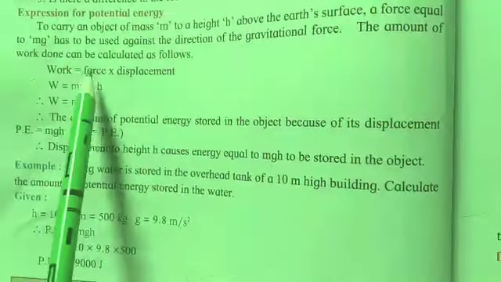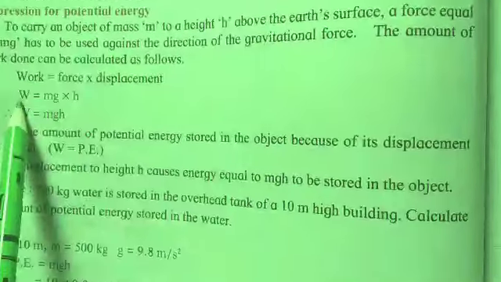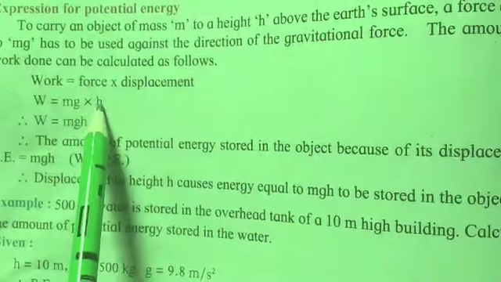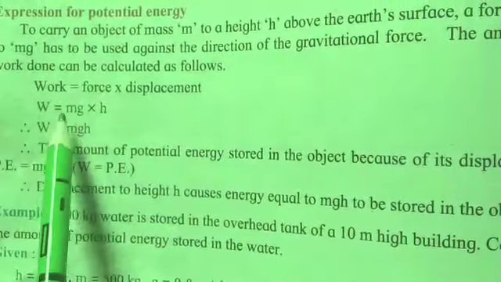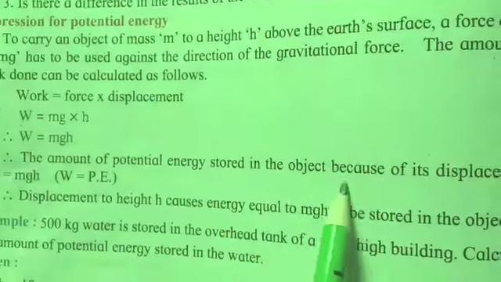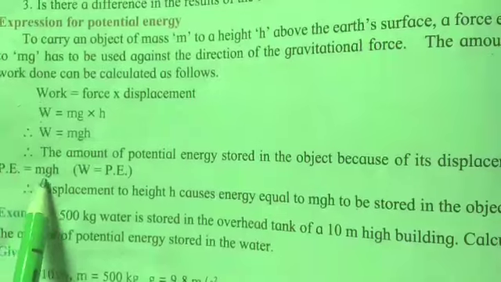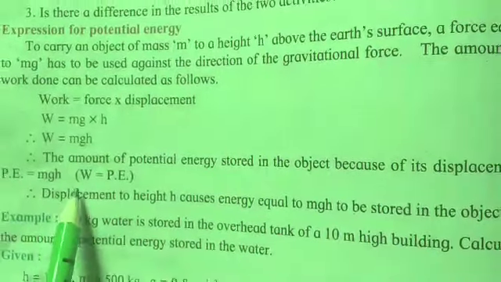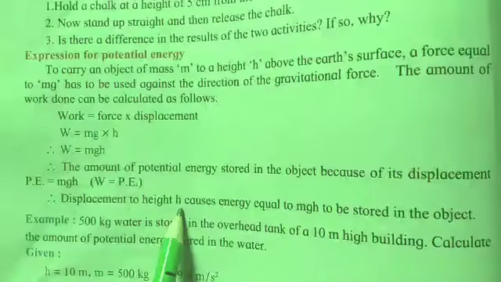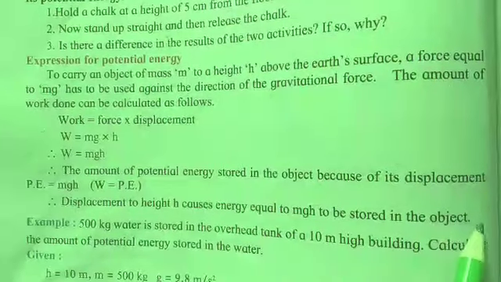So, work is equal to force into displacement. Before this, we have studied this formula. So W is equal to force, which is mg, F is equal to mg, into h, the displacement. So W is equal to mgh. The amount of potential energy stored in the object because of its displacement, that is potential energy, is equal to mgh, and W is equal to PE, the potential energy. Therefore, displacement to height h causes energy equal to mgh to be stored in the object.